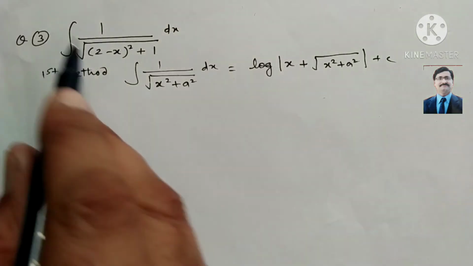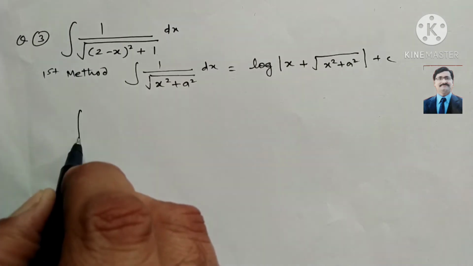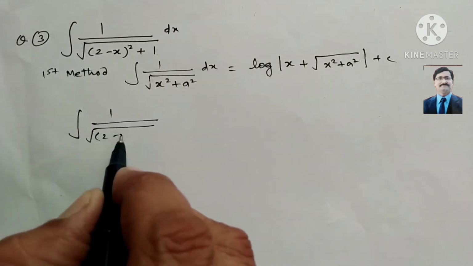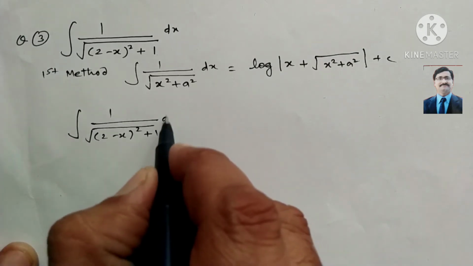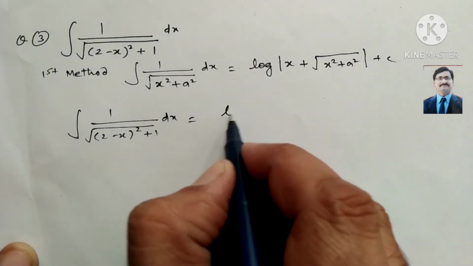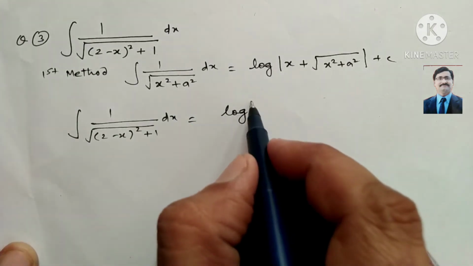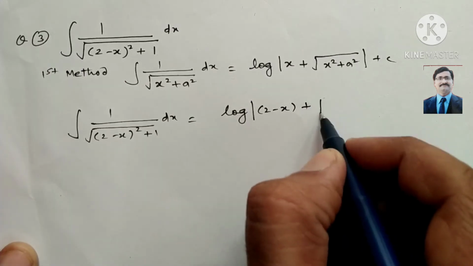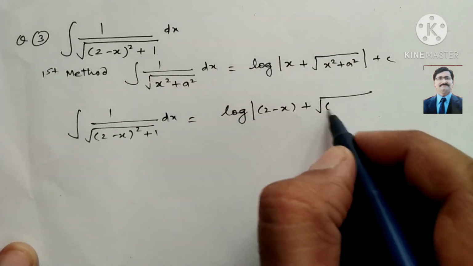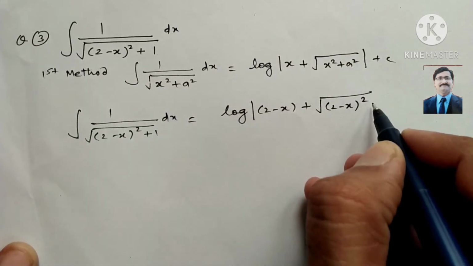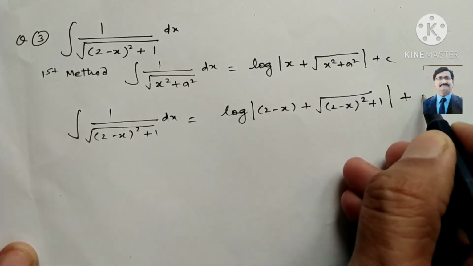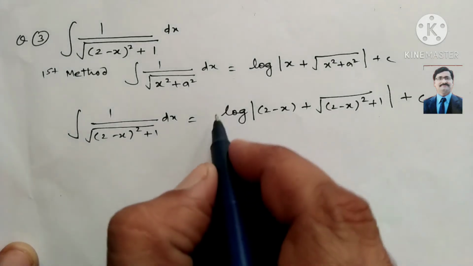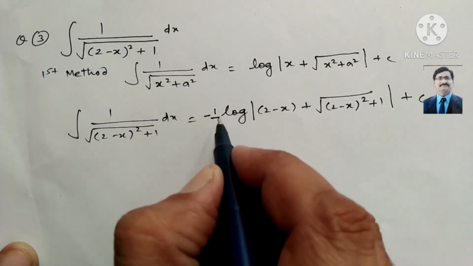We can use this formula directly here. So the integral of 1 upon root of (2 minus x) whole square plus 1 dx, we can write as log, in place of x we have 2 minus x, so log of (2 minus x) plus root of (2 minus x) square plus 1, plus c. Now the coefficient of x is minus 1, so we divide this by minus 1.